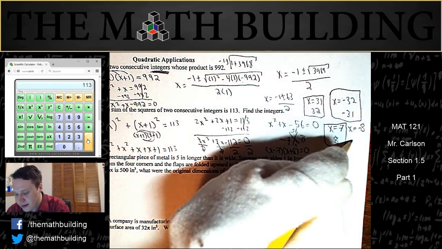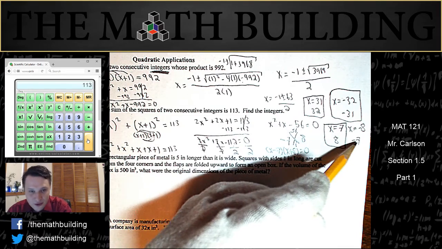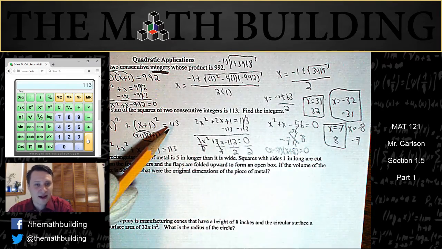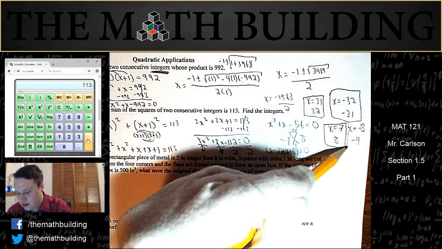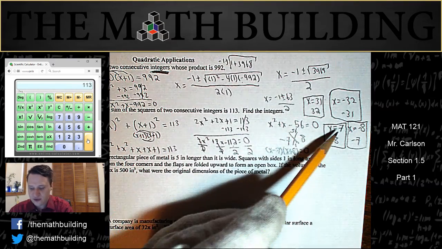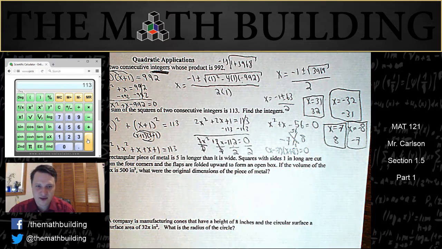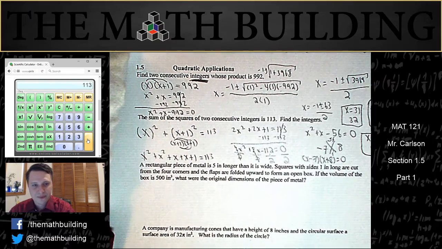Now let's try this negative 8. 1 after that would be negative 7. And the square of that would be positive. The square of that would be positive. And so they'd add up to positive 113. So again, we have two sets of answers for that one. X equals, one group of answers is 7 and 8. The other group of answers is negative 8 and negative 7. So that's how you would do these two problems.